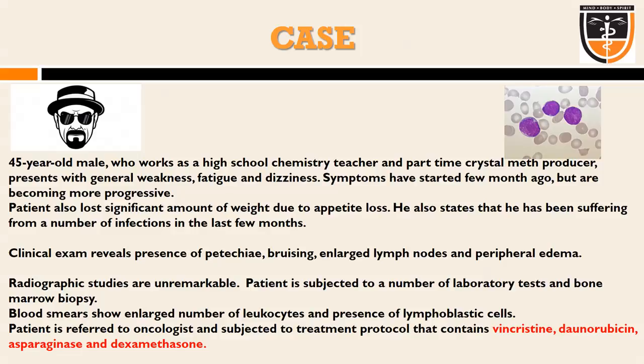We have a case of a 45-year-old male who works as a high school chemistry teacher, okay? And a part-time crystal meth producer who presents with general weakness, fatigue, and dizziness, and symptoms have started a few months ago, but are becoming worse. He's becoming weaker, dizzier, worse. Patient also lost a significant amount of weight due to appetite loss. He also stated he has been suffering from a number of infections in the last few months. Good question. If your patient tells you they're a crystal meth dealer, what do you do?